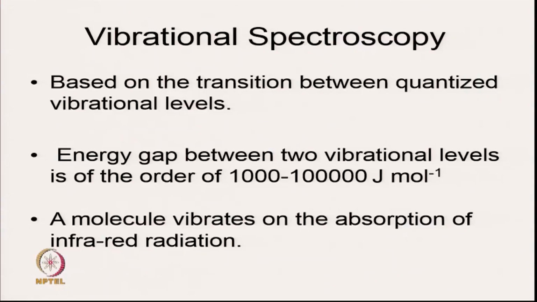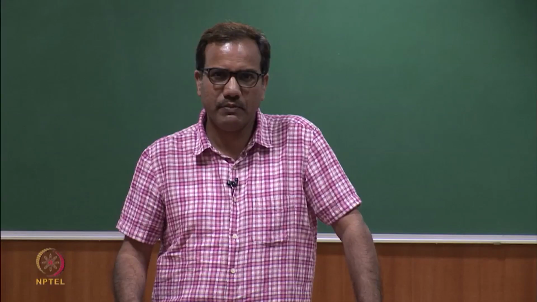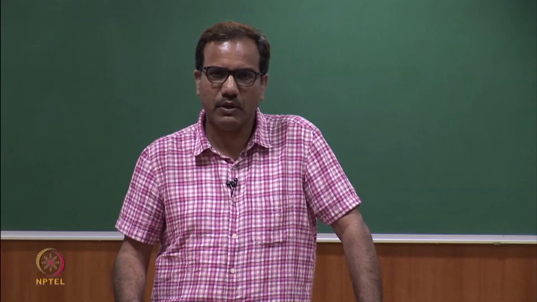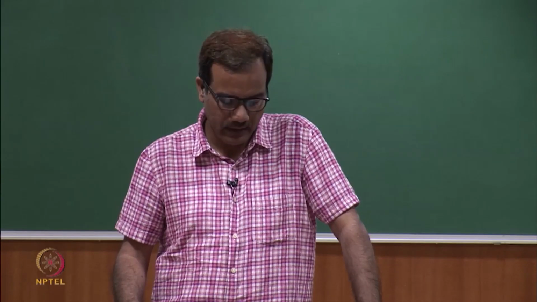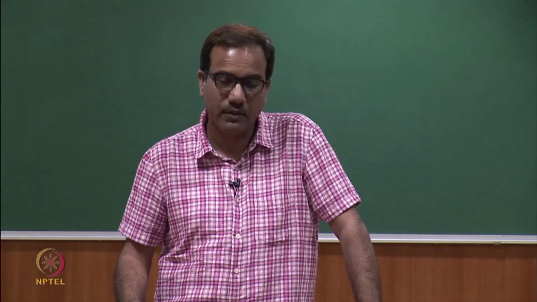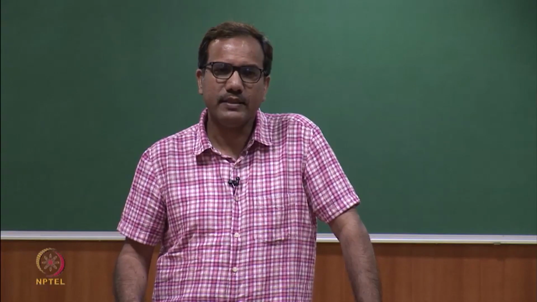So, vibrational spectroscopy, as the name suggests, is based on the transition between quantized vibrational levels. Generally, the gap between two vibrational levels is of the order of 1000 to 100,000 joule per mole, and if a molecule or species absorbs radiation energy of this order, the molecule starts vibrating. So, basically your molecule vibrates on the absorption of IR radiation.